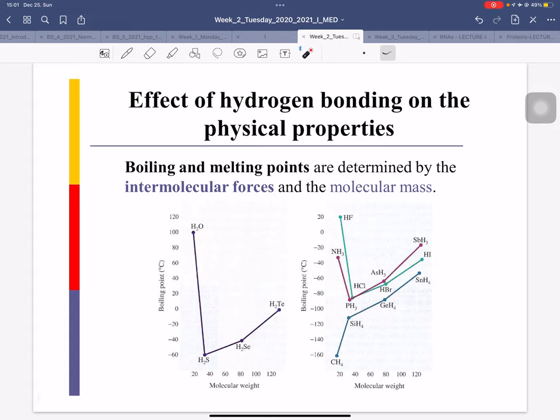Hydrogen bond can affect the physical properties. Boiling point, melting point, solubility can be affected by the hydrogen bond. For example, in group 6, we have the elements oxygen, sulfur, selenium, and tellurium. Okay? As you see here, one of the rules for increasing boiling point and melting point is the molecular mass. It is very important. Boiling point and melting point have a direct relationship with the molecular mass.